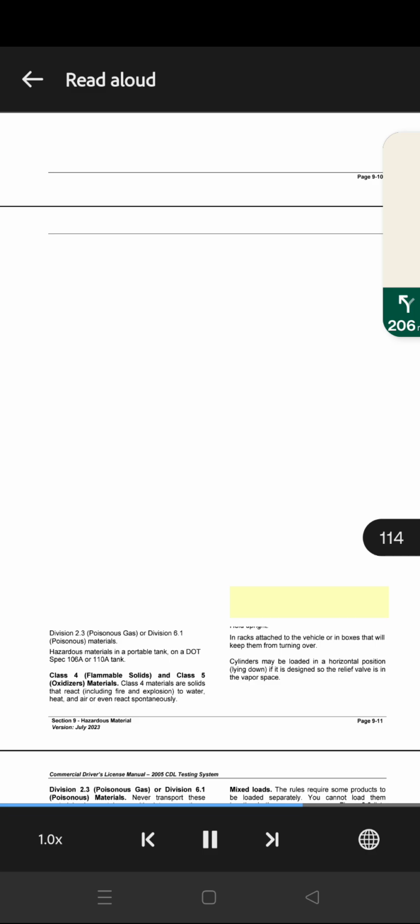If your vehicle doesn't have racks to hold cylinders, the cargo space floor must be flat. The cylinders must be held upright in racks attached to the vehicle or in boxes that will keep them from turning over. Cylinders may be loaded in a horizontal position, lying down, if it is designed so the relief valve is in the vapor space.